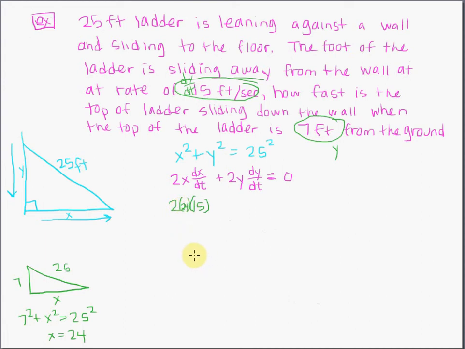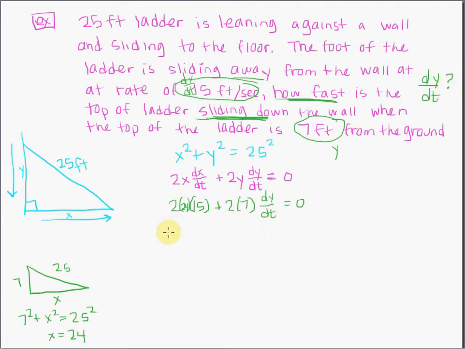And then we're going to also have plus 2. We know that y is equal to 7, and we are looking for dy/dt. Now we have everything filled in except for the variable we're looking for. Oh, I forgot to mention, when it asks how fast is the top of the ladder sliding down, it really helps if you write down that I am looking for dy/dt. For me, that helps. This is what you're looking for, the dy/dt.